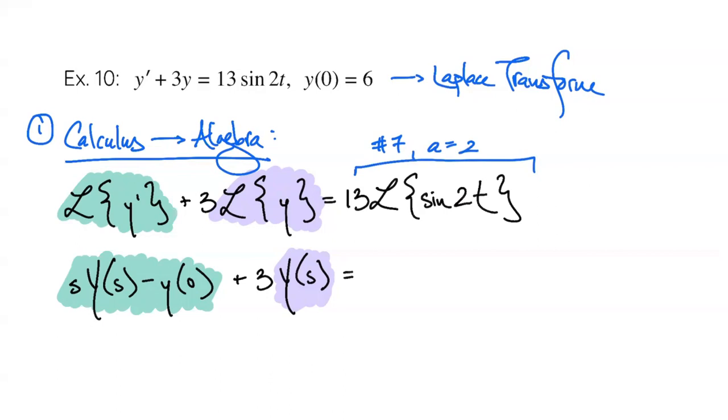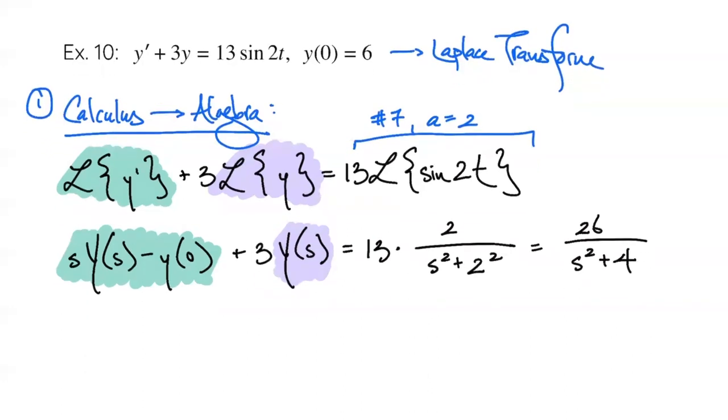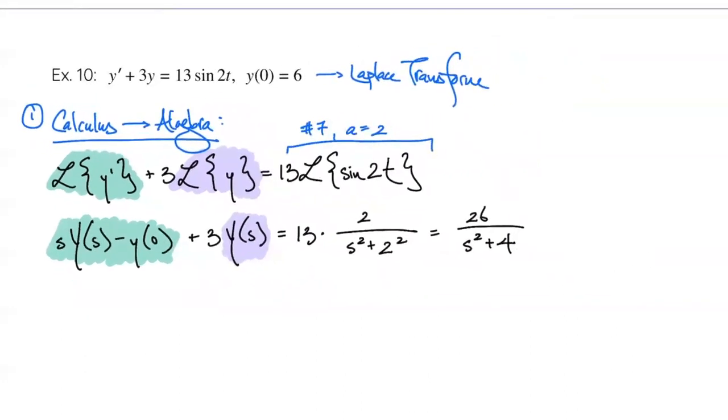All right. So that means we're going to get 13 times A, which is 2, over s squared plus 2 squared, right? So that's if I just plug it in, but we know we can clean that up and say 26 over s squared plus 4. Okay. All right. So we've taken our question and we've turned it from calculus into algebra.